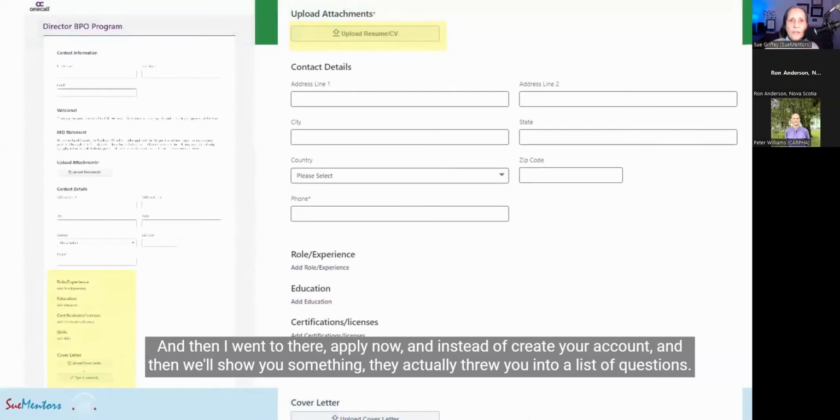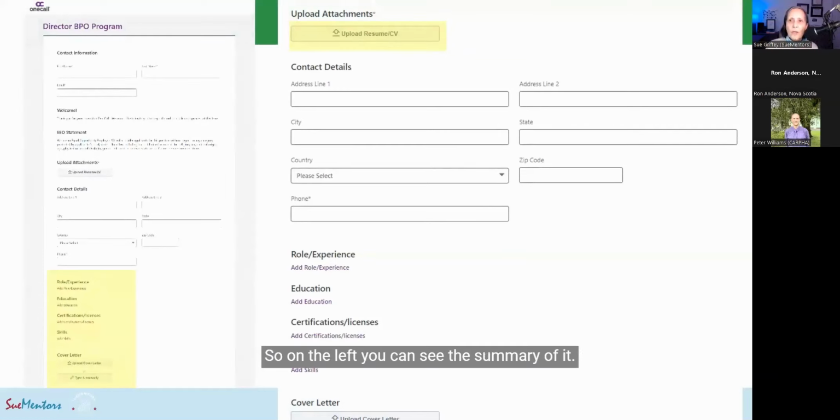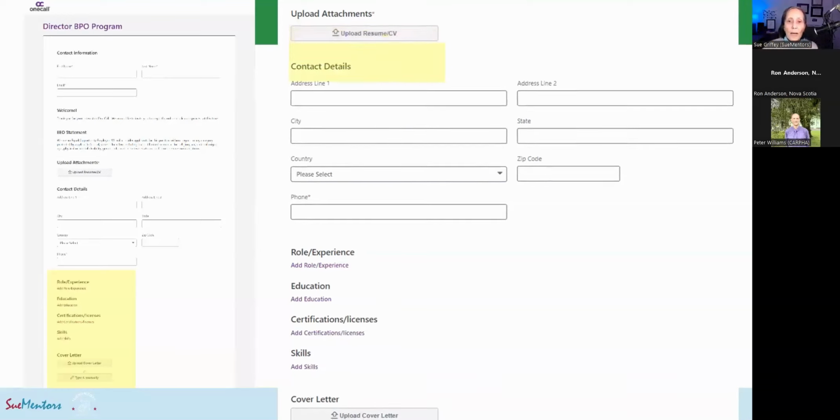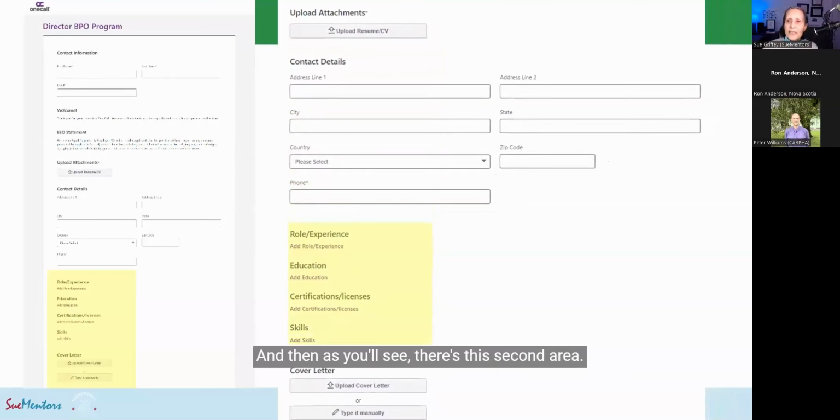And then I went to their apply now, and instead of create your account and then we'll show you something, they actually threw you into a list of questions. So on the left, you can see the summary of it. The first thing they ask you to do is upload a resume or a CV. And again, people more and more, even globally, are using the word resume and CV, and they're not differentiating them at all. And then, as you'll see, there's this second area.